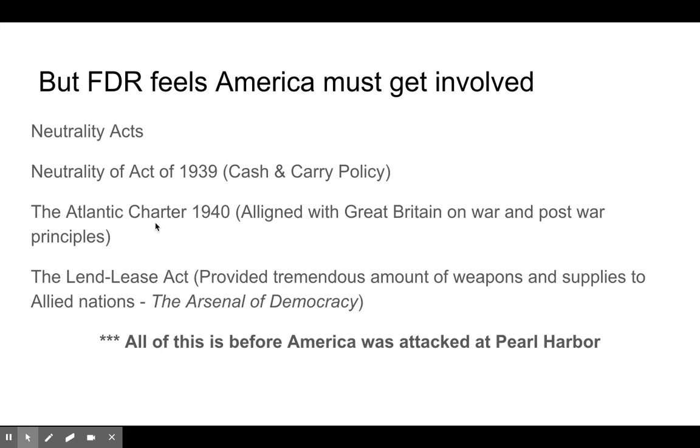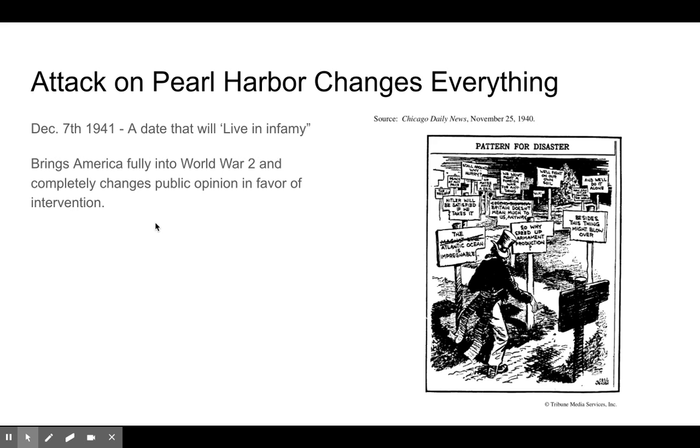So what you see in this time between the wars is America is in tension with itself. Should we withdraw? Should we get involved? Even by 1940, when the Nazis and other dictators became aggressive, the American public was still wanting to stay out. All of this was before America was attacked at Pearl Harbor.